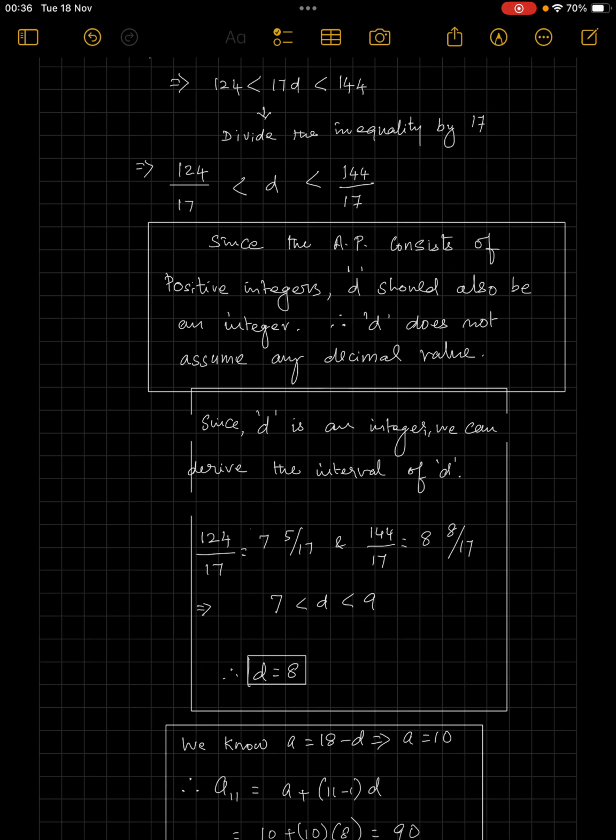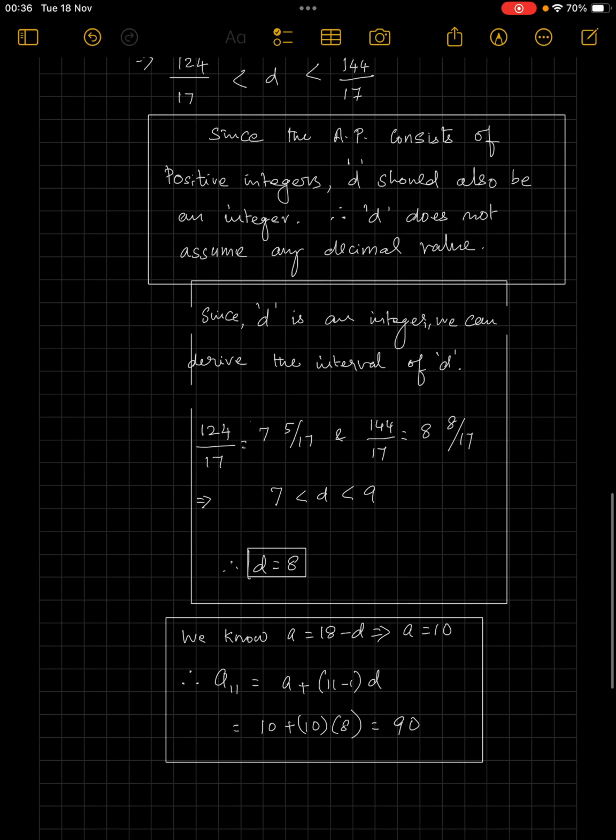Here is the only catch. Generally during the exam stress we tend to write that d lies between 7 and 8, and we don't know, since it's a positive integer, what to do. It's not an integer. Don't worry about it. Have a closer look at it. 7 and 5 by 17, and 8 and 8 by 17 implies d lies beyond 8 and not at 8. So this is an illusion where many people commit mistakes. We got a lot of feedback on this. So d lies between 7 and 9, therefore d is equal to 8. This is the only catch in this entire problem.